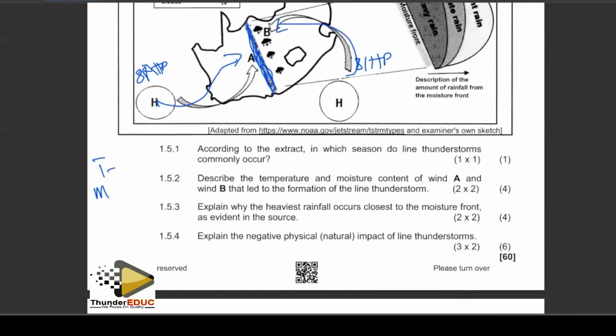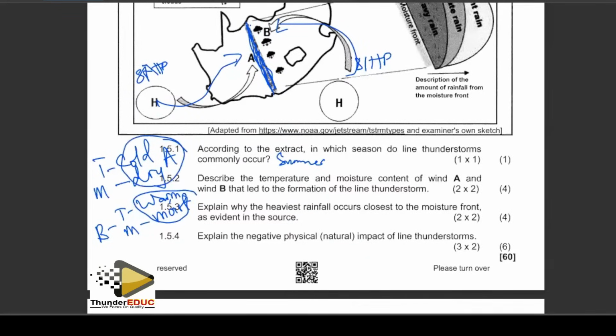So what are we saying here? Here we found that the answer is summer. Now, describing the temperature, starting with A, which is from the South Atlantic high. It's cold, that is its temperature, and its moisture is dry. This is A. And we go to B. What about B temperature and moisture? B, the temperature is warm. It's coming from the Indian Ocean, and the moisture is moist. So that's the difference. This one is warm and moist from the Indian Ocean. This one is cold and dry from the Atlantic Ocean.